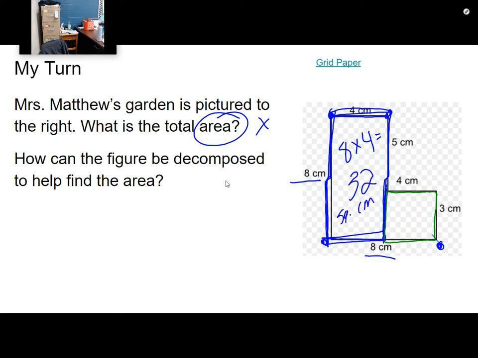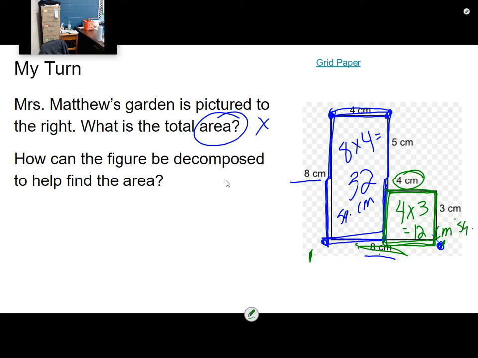Okay? So now I need to find the area of the little green rectangle. Well, I know I'm not going to use this 8 because this distance is from here all the way to here, and that's not part of the green rectangle. So I need to focus on the length and width here. So I see the length that's 4 long and 3 wide, and 4 times 3 is 12 centimeters squared.